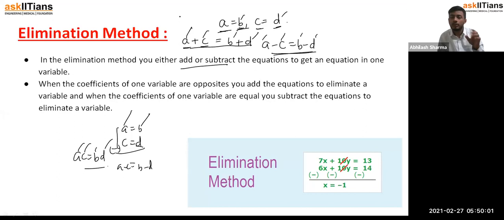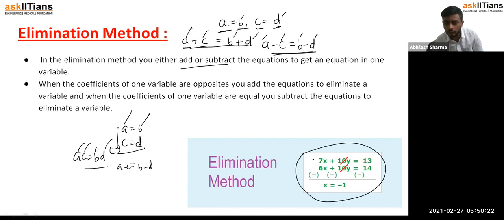So that only one variable remains. When coefficients of one variable are opposite, we can add to eliminate the variable, and when the coefficients are equal, we can just subtract the equations to eliminate a variable. Okay, so for instance, here we have been shown an example. We have simply subtracted both these equations because 10y and 10y are here, so it will get cancelled if I subtract the equations.